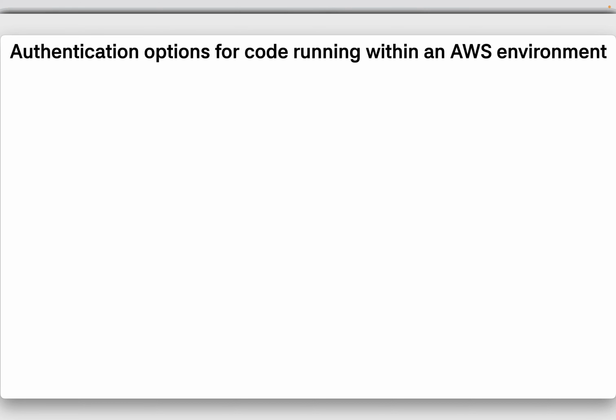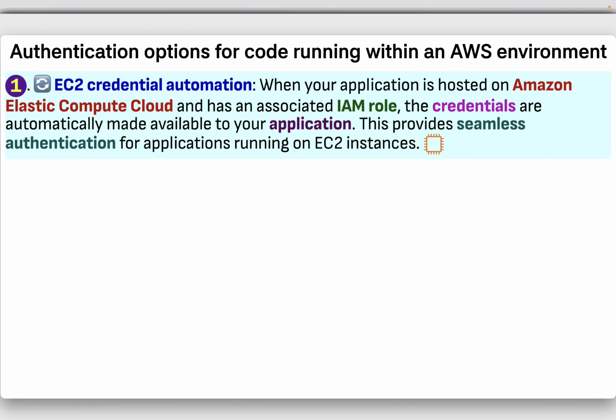Then, authentication options if you are within an AWS environment. We have EC2 credential automation. When your application is hosted on Amazon EC2 and that has an associated IAM role, the credentials are automatically made available to your application. This provides seamless authentication for applications running on EC2. Basically, you attach an IAM role profile to the EC2 instance and it gets access to all the underlying services.